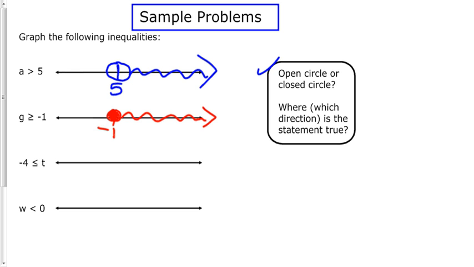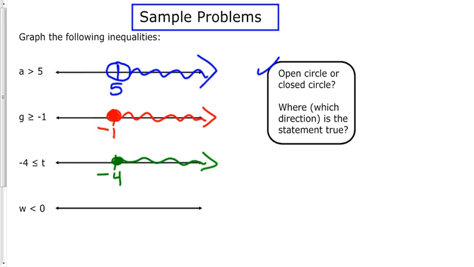I have -4 is less than or equal to t. So I've got -4 here. And I want to say to myself, well, -4 is going to be less than or equal to what numbers? What numbers is -4 less than or equal to? All the numbers, again, that are to the left. Open or closed circle because I've got the line underneath it, or equal to. It means it can be -4, so I'm going to close that circle up.